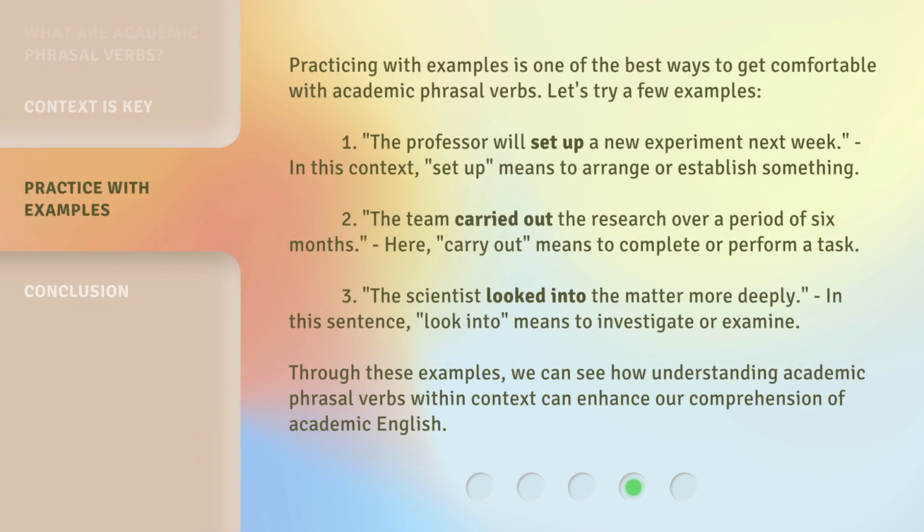Practicing with examples is one of the best ways to get comfortable with academic phrasal verbs. Let's try a few examples. 1. The professor will set up a new experiment next week. In this context, set up means to arrange or establish something. 2. The team carried out the research over a period of 6 months. Here, carry out means to complete or perform a task.